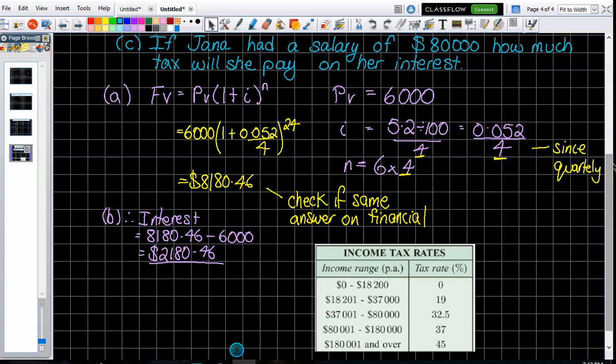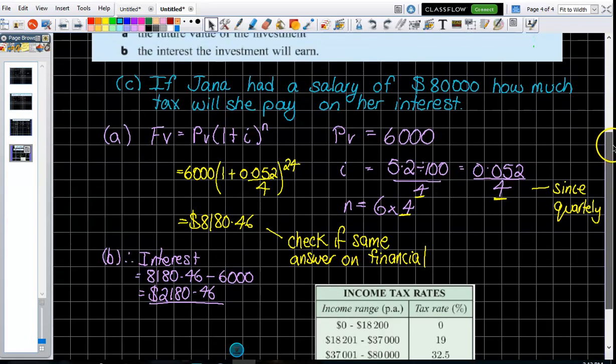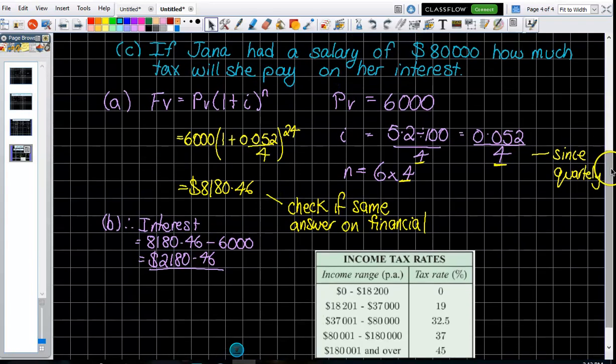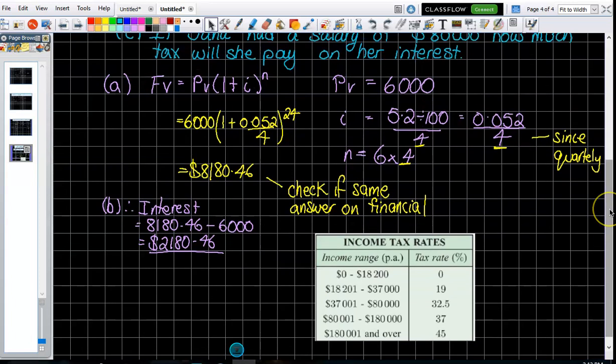So part B, the interest earned on the investment. Hopefully we know that by now. It's what you end up with minus what you invested, agreed? So here's my interest, 2,180. But now you have to work out, this is the extra bit I've added, if Yana had a salary of $80,000, how much tax will she pay on her investment? So she's got $80,000 plus the two.